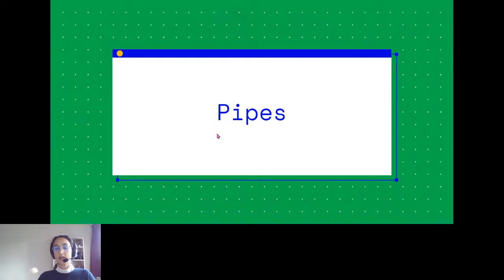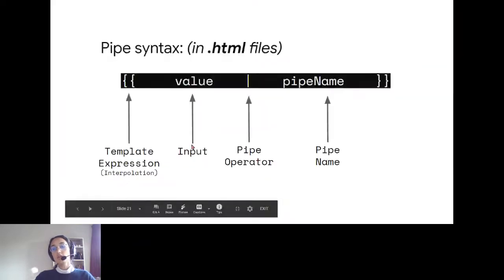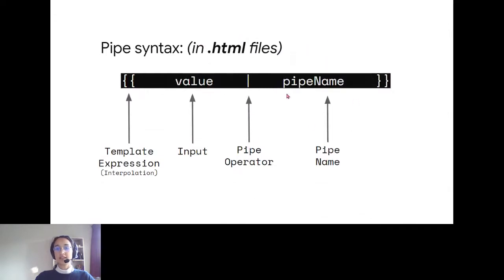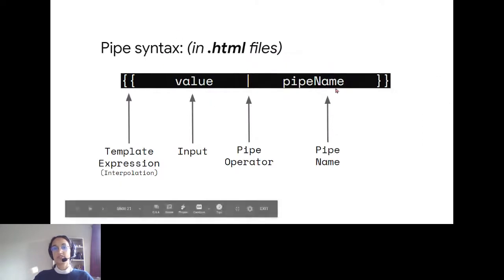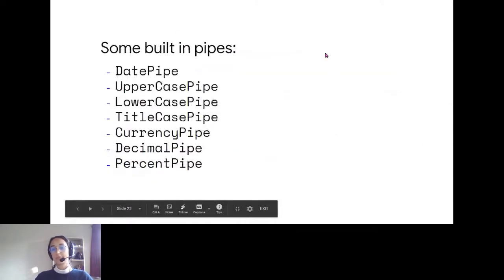So pipes basically are useful to transform input values to a more readable or desirable format. And the way that you use them is simply inside of your HTML files, you use the template expression, which is also called interpolation, that allows you to add an input value. This can be a string, an object, whatever it is. You have a pipe operator, and that pipe operator is then taken to a function, which then transforms the value into what you need it.